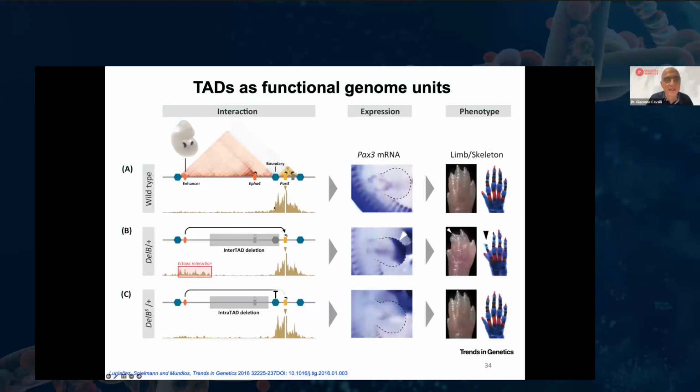But if you delete a portion that encompasses the whole EPHA4 gene and the boundary, and you perform, this is now a 4C experiment, you see that you start to have contacts between the PAX3 gene and the enhancer of EPHA4. So here, basically you have a hijacking of the enhancer, and this is activating PAX3, and you have a digit malformation. Now, this is only happening if you include the boundary in the deletion, because if you have a large intra-TAD deletion that doesn't include the boundary, you don't change the contacts with the enhancer, and your limbs are almost perfectly normal.